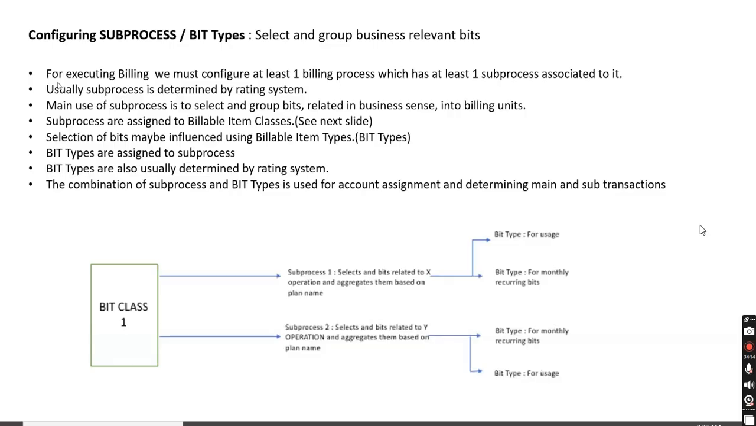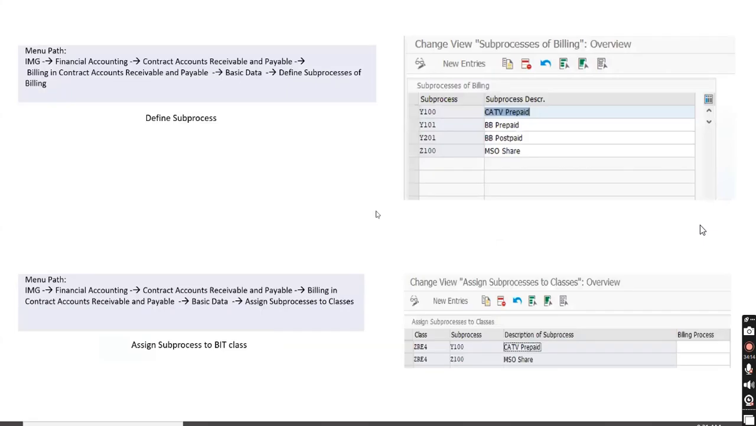Here it is mentioned that for executing billing, we must configure at least one billing process which has at least one sub process associated with it. Usually the sub process is determined by the rating system. So we will create the sub process and tell them so that CC can also map it. Like we created the bit class and gave the bit class name to them, similarly we will configure the sub process and give the name to them so that they will map it, and when they send it, they will send it with the sub process itself. The main use of sub process is to select and group bits related to business sense into a billing unit. So here they will group it.